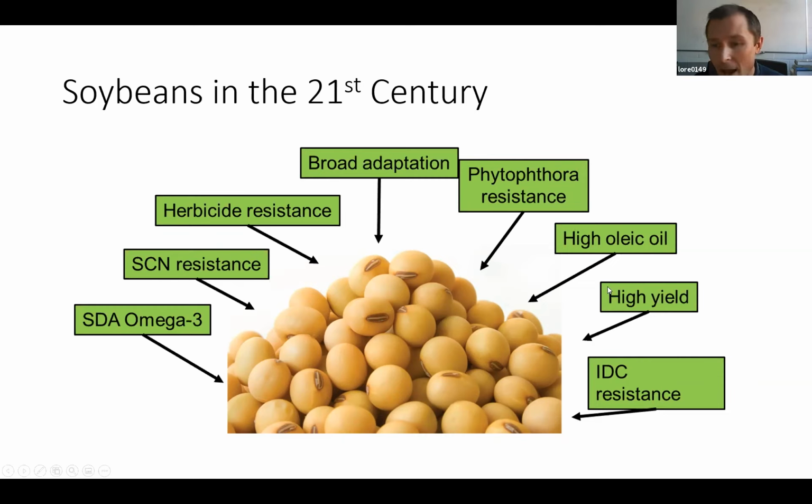We expect them to have very high yield, which I'll show you in a minute. We expect them to be tolerant to things like iron deficiency chlorosis, which is an abiotic stress. We also have ways of modifying their fatty acid profile so that they have a certain type of oil composition that makes them very desirable for certain types of applications. And then we also expect them to be broadly adapted across a wide range of conditions. Through selective breeding and proper management, we expect a lot more of soybeans these days in the 21st century compared to what our ancestors would have expected of them.